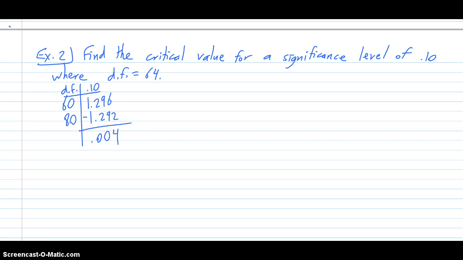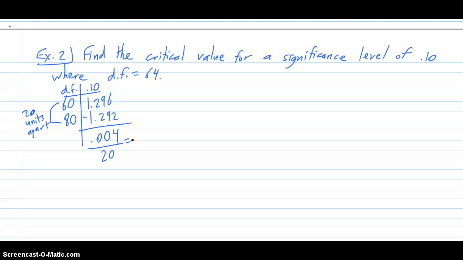So basically in 20 degrees of freedom, right, because this is a 20 unit difference, 20 units apart, it decreases by 0.004. So how much does it decrease every one, right, so that I can get to 64? Well, divide it by 20. So take 0.004 divided by 20, and that'll tell you how much to subtract each time.